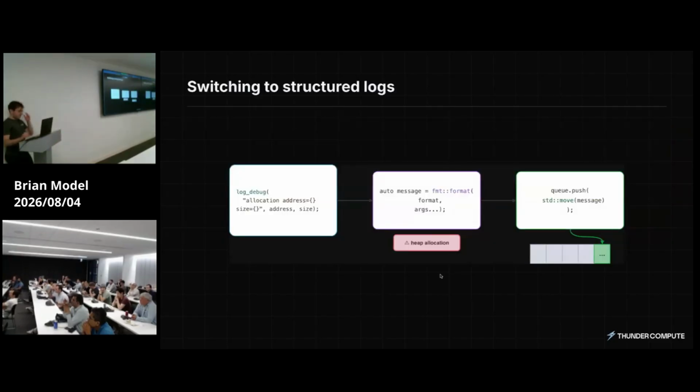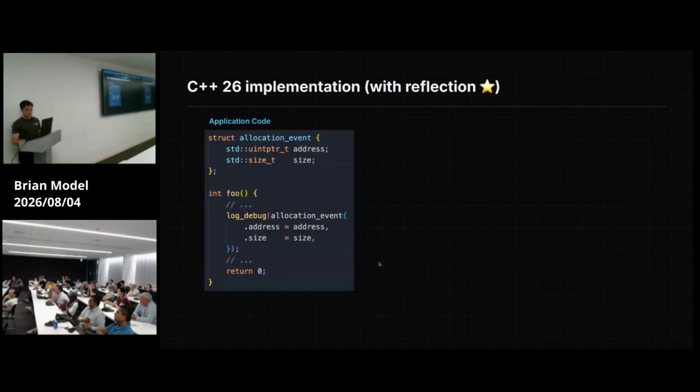So the goal here is to switch to structured logging. Right now, what's happening in that implementation is you have log debug with some format string, you have to format it, which is the heap allocation and serialization cost, and then push it to a queue. So how can we get rid of the string formatting?